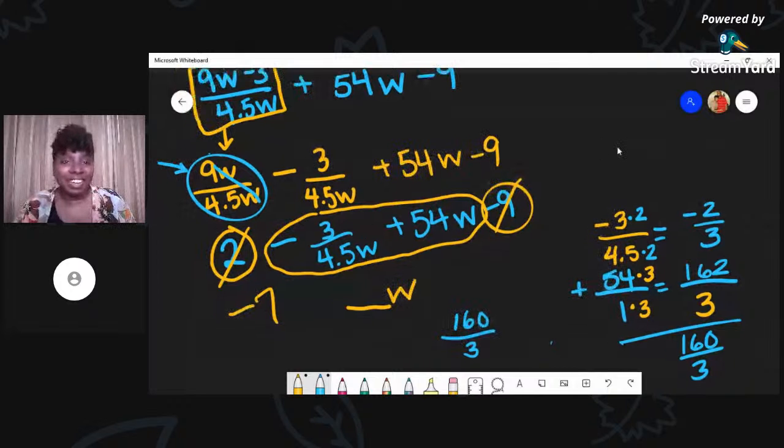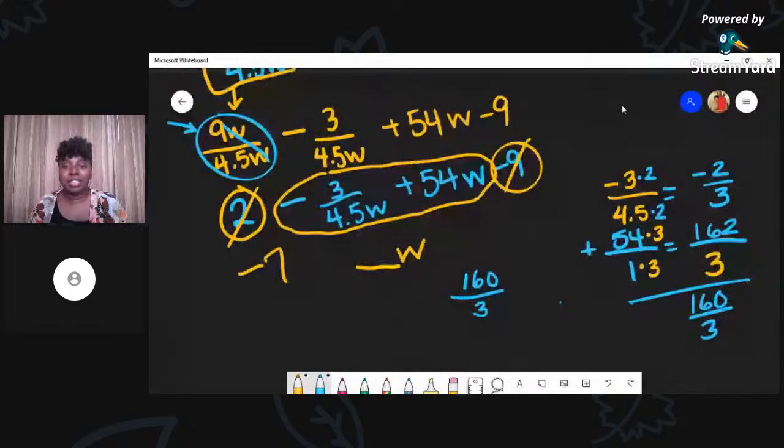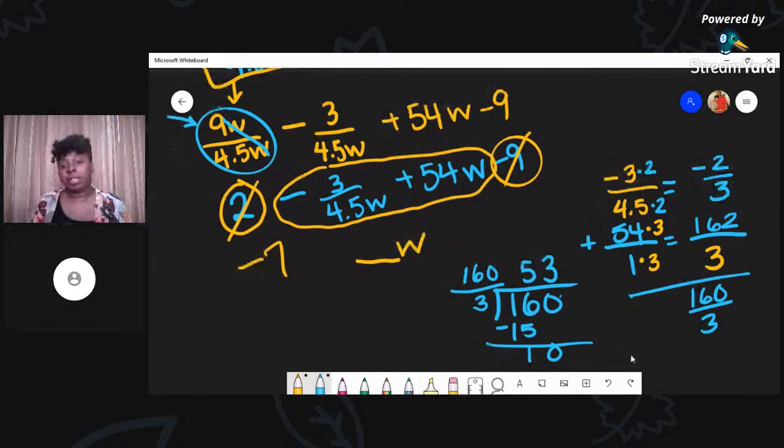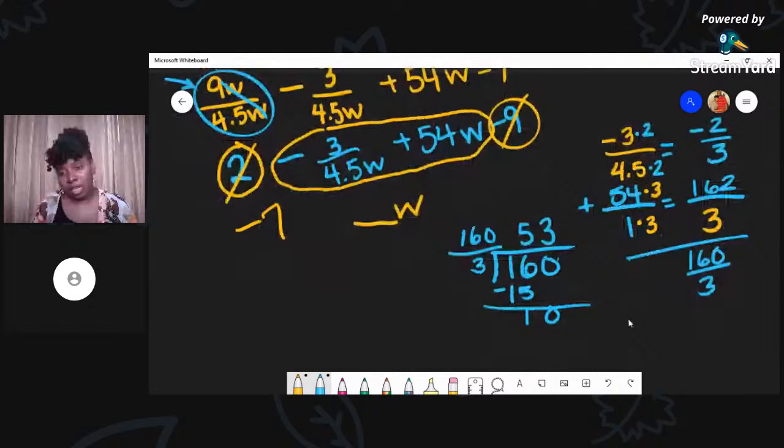Okay, so put that numerator in the house. 3 goes into 16 how many times? 5. And 5 times 3? 15. 3 goes into 10 how many times? 3. And 3 times 3 is? 9. And 10 minus 9 is? 1. There you go. So now we just make that a 1/3.